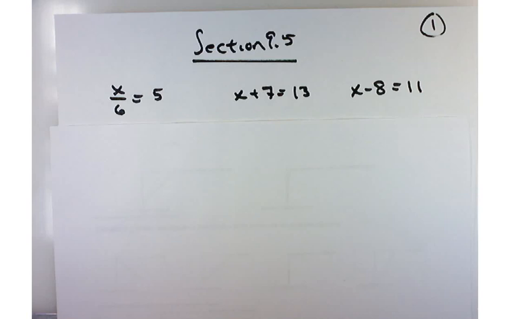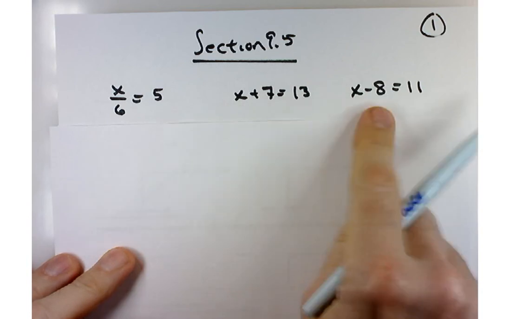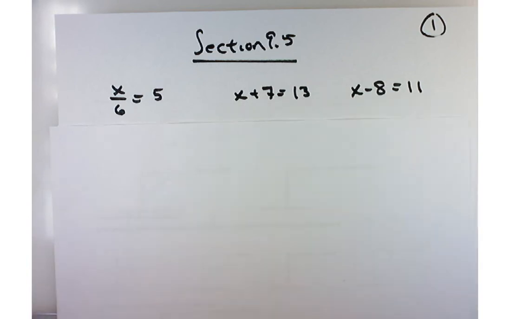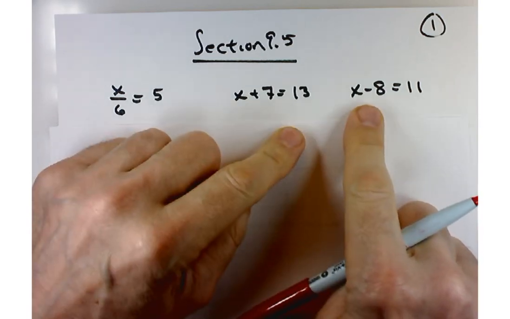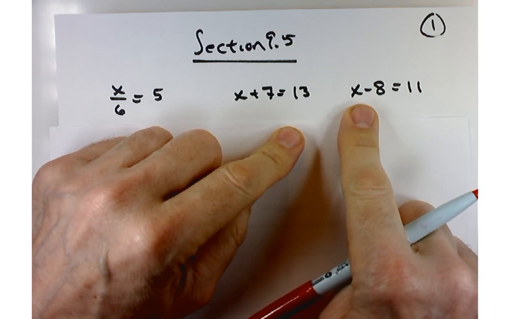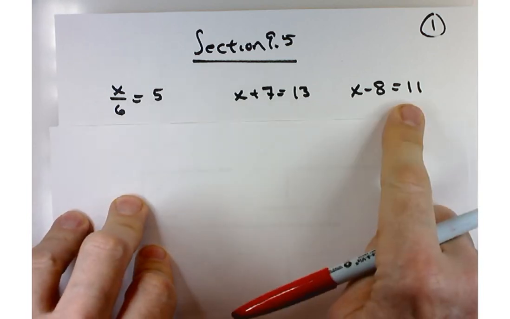So in section 9.5, we're going to start with radical equations. Of course, I don't have anything with radicals here at all, but the point I want to make with some of these simple equations is what you do to solve equations. Of course, you're looking for a number that you can put in here that'll solve this, but what would your steps be to solve something like x minus 8 equals 11?